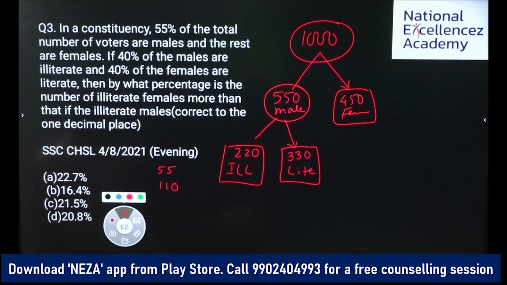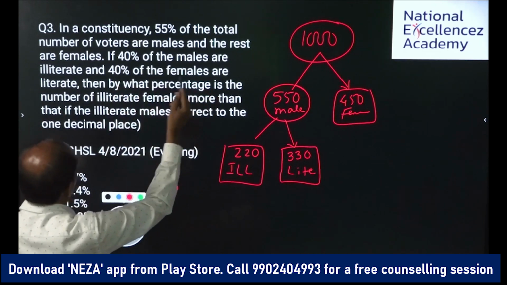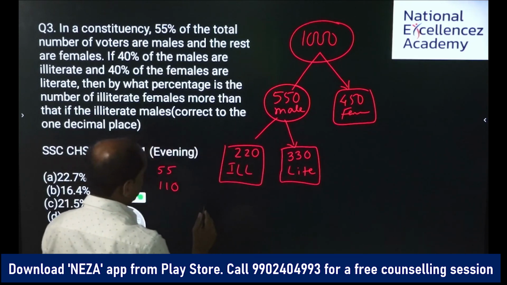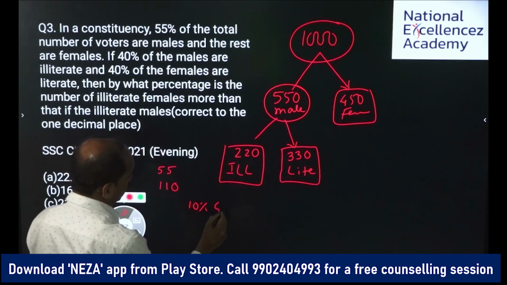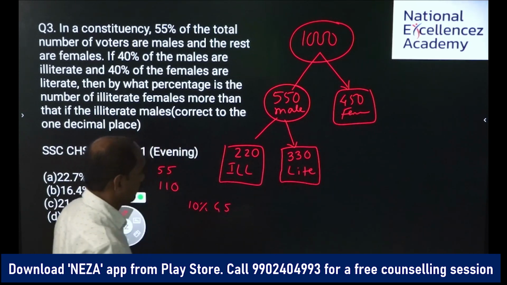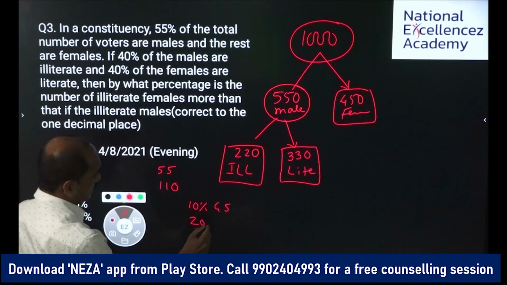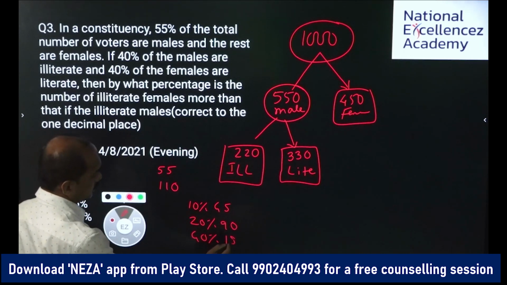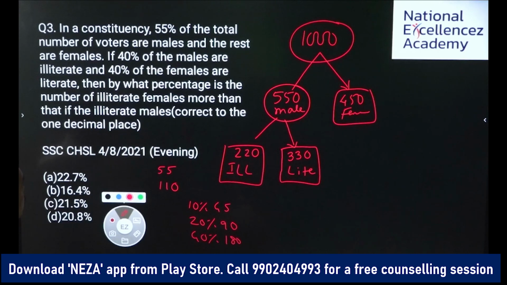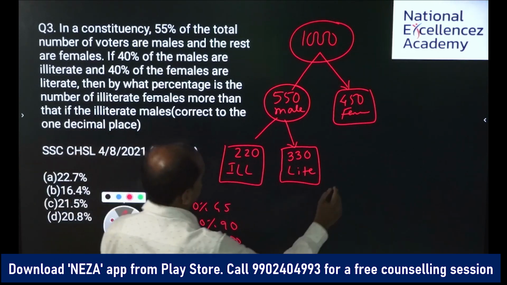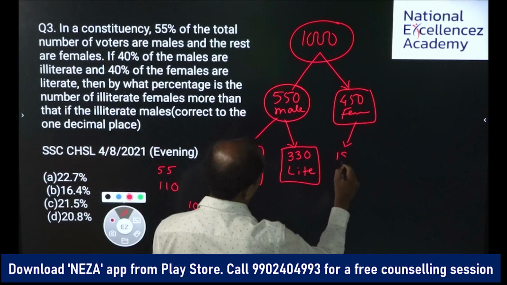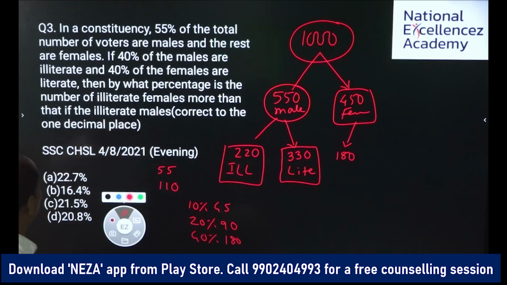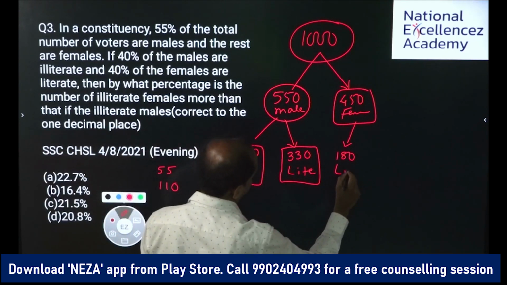Coming to females, 40% of the females are literate. 40%. How to find out 40%? 10% we know it is 45. Just drop 1 0. 20% double, that is 90. 40% it's double, that is 180. So 40% is 180. 40% of the females are literate. These many are literate.